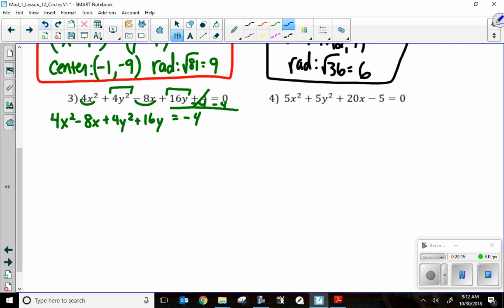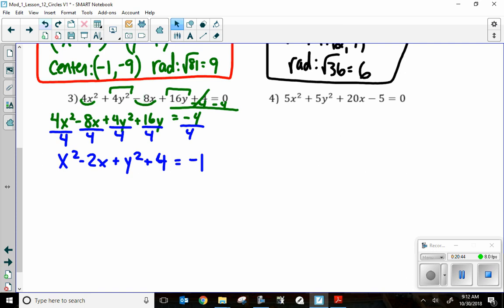If you look, every single term can be divided by 4. That works out so beautiful for us. So that's exactly what I'm going to do. I'm going to divide everything by 4. And I've got x squared minus 2x plus y squared plus 4 equals negative 1. Look how perfect that turned out.